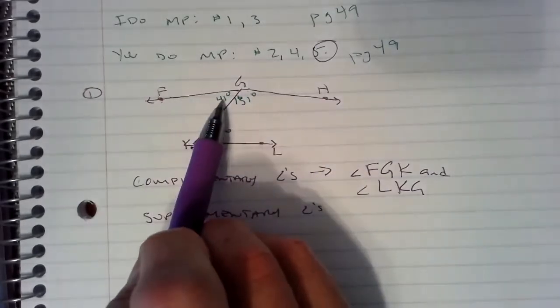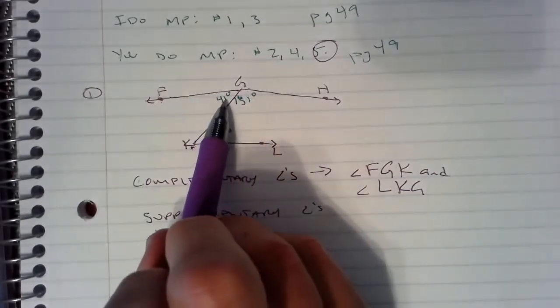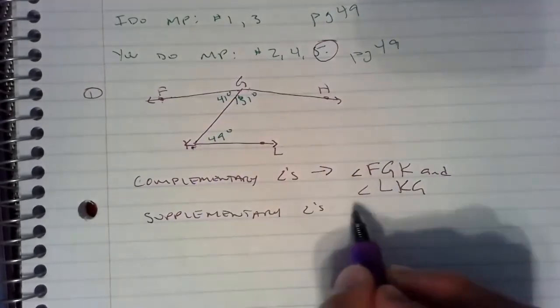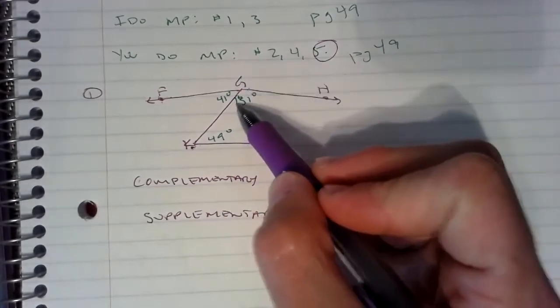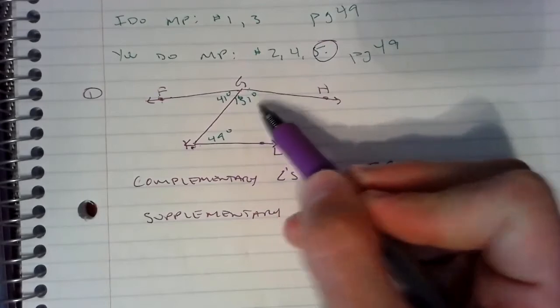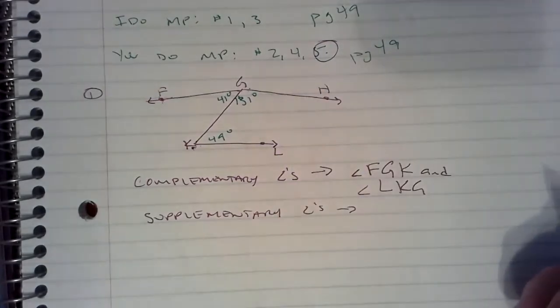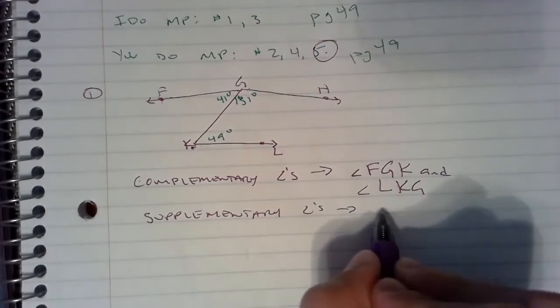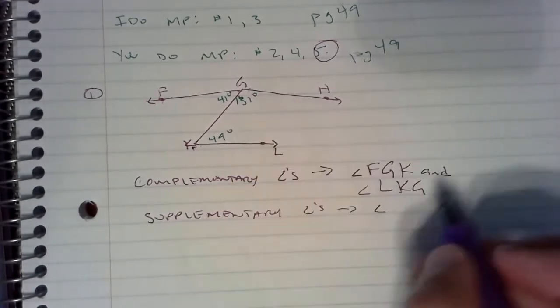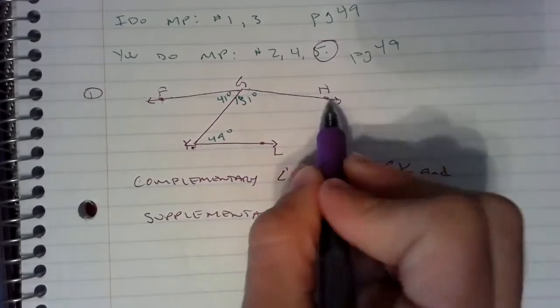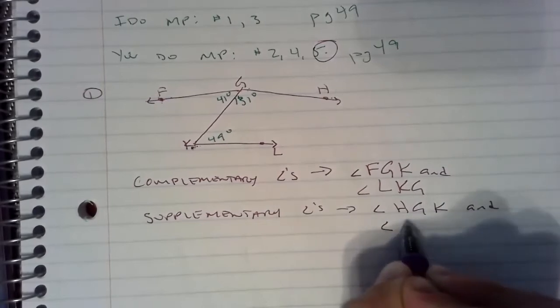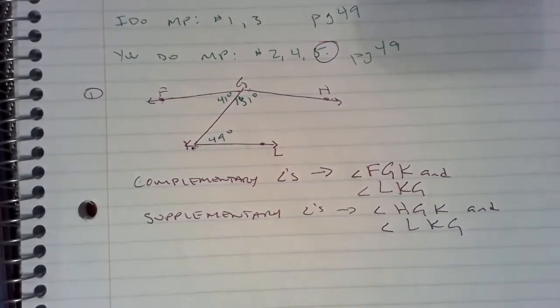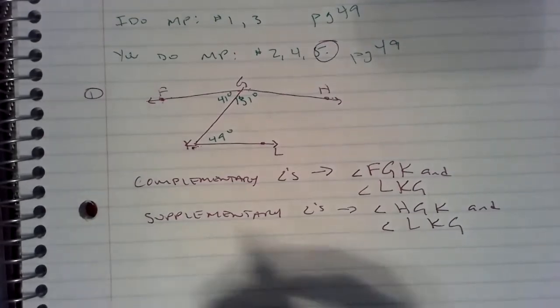All right, so what is 41 plus 131? Well, look at those last digits. 1 and 1 add up to 2. That definitely doesn't add up to 180. But what about a 1 and a 9? Well, that adds up to 10. So 131 plus 49, well, 131 plus 50 is 181. So 131 plus 49 is definitely 180. These 2 angles are supplementary. So angle HGK and angle LKG are both supplementary.